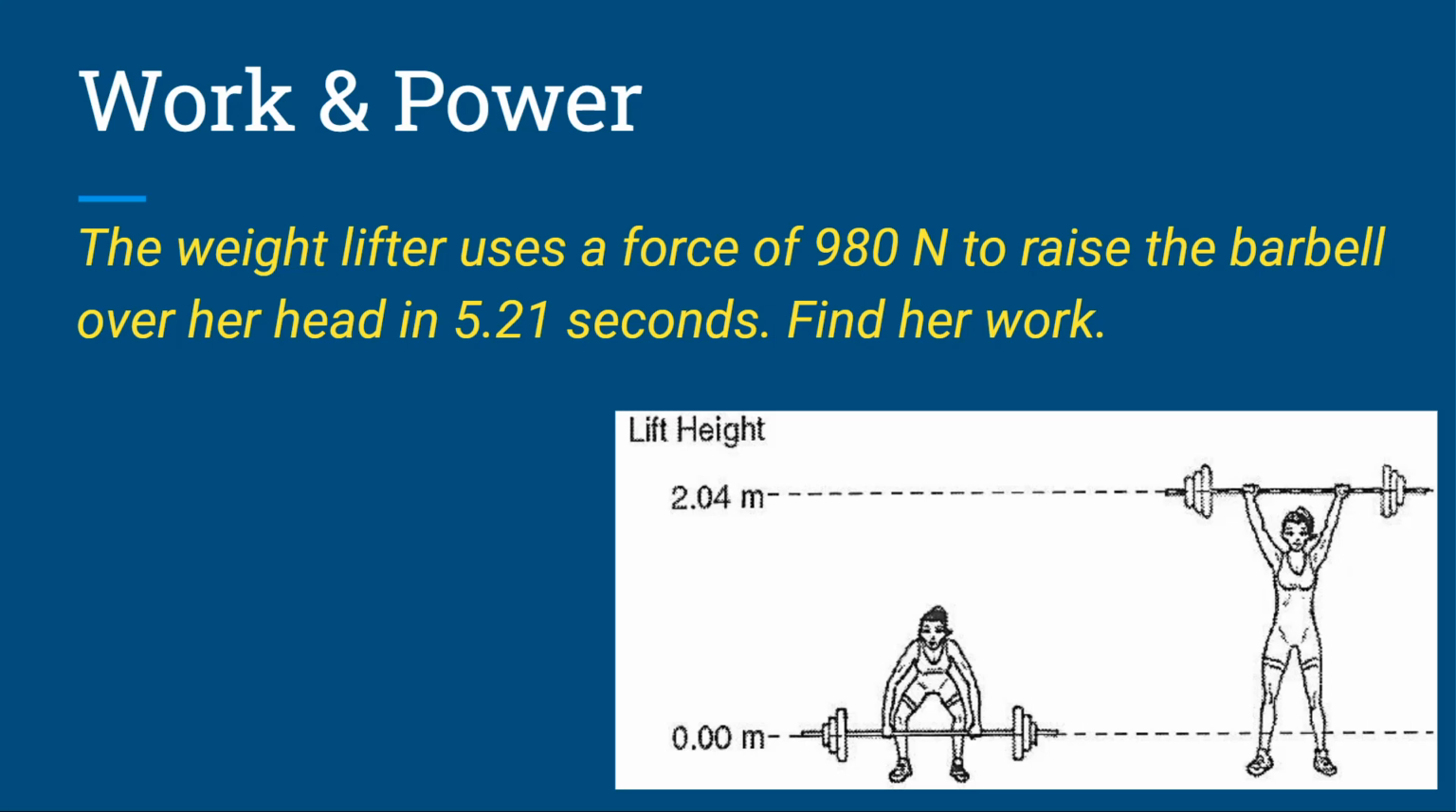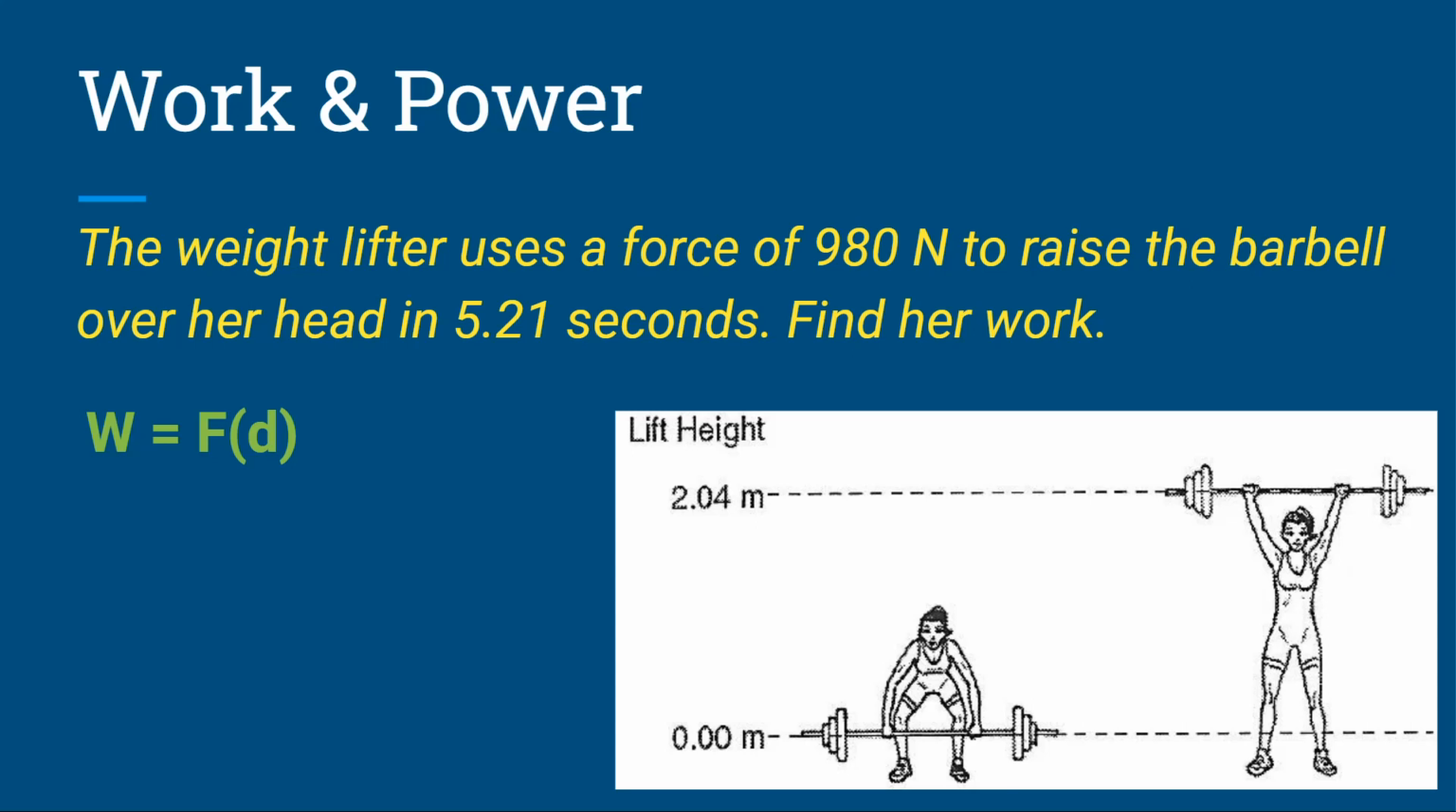This one says the weightlifter uses a force of 980 newtons to raise the barbell over her head in 5.21 seconds. Find her work. We talked about the fact that if you're lifting something, you have to be matching the force of gravity, matching the weight of that object, but they actually gave that number to us, so we don't have to figure it out. They told us that her force is 980 newtons. They gave us a time, which is not helpful if I'm trying to find work, because my work equation doesn't have time in it. It's just the force times the displacement.